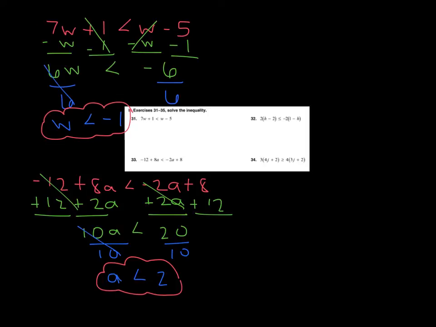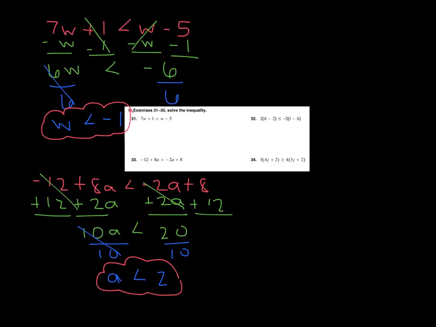Okay, so in this problem, I moved my negative 2a to the other side by adding first. That made these cancel, and 8a plus 2a's is 10a's. Since I moved my variables left, I moved my numbers to the right, so the opposite of a minus 12 was plus 12. Those canceled, and 8 plus 12 is 20. Now when you get to this point, the opposite of multiplying by 10 was to divide, and so I divided both sides by 10, and that's where I found out that a is less than 2.